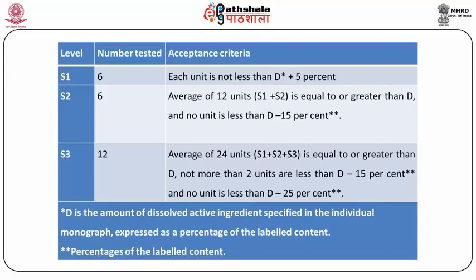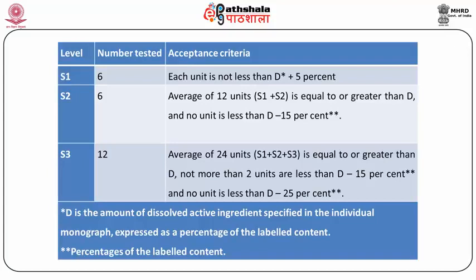The first column indicates different levels ranging from S1 to S3. The second column indicates the number of tablets to be tested, and the third column indicates the acceptance criteria for each of the levels. S1 level indicates that 6 tablets are taken and each unit should not show less than 5% value for the amount of drug dissolved, that is the D value.